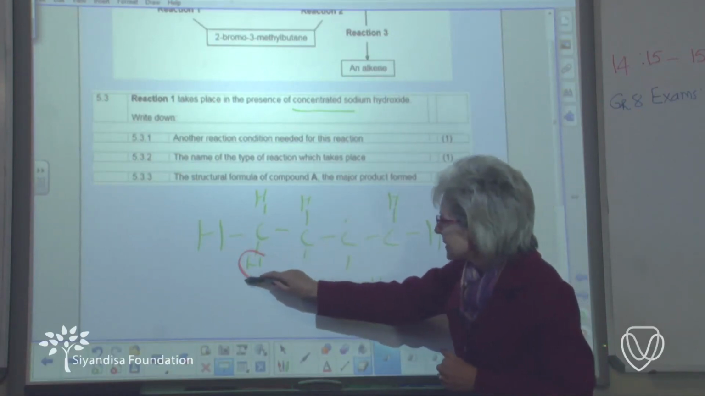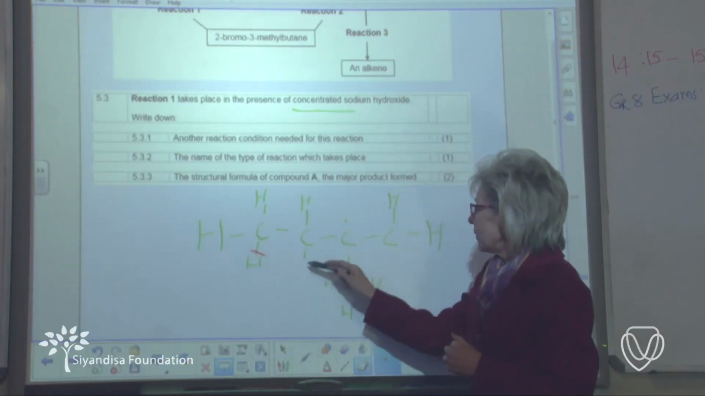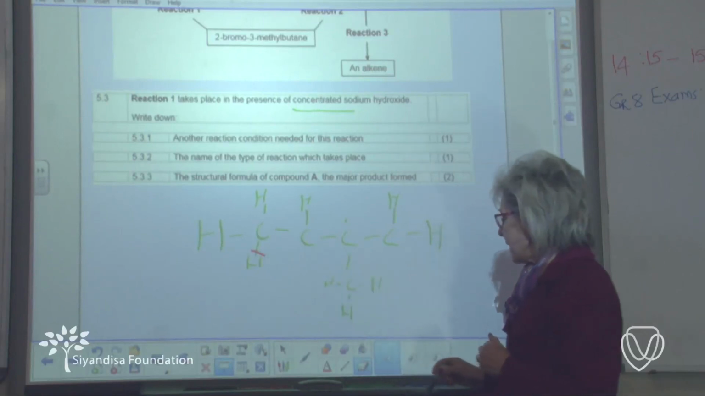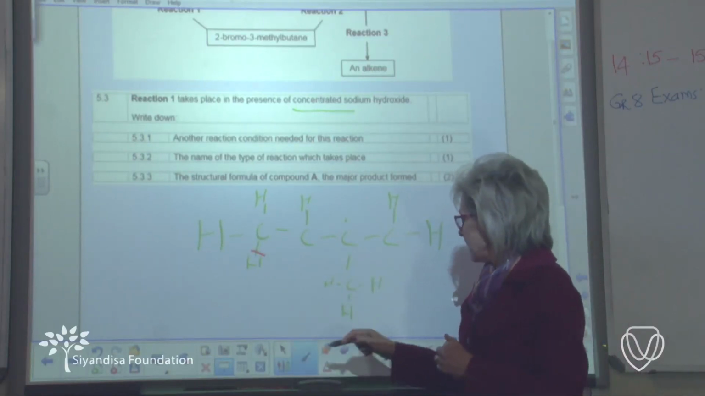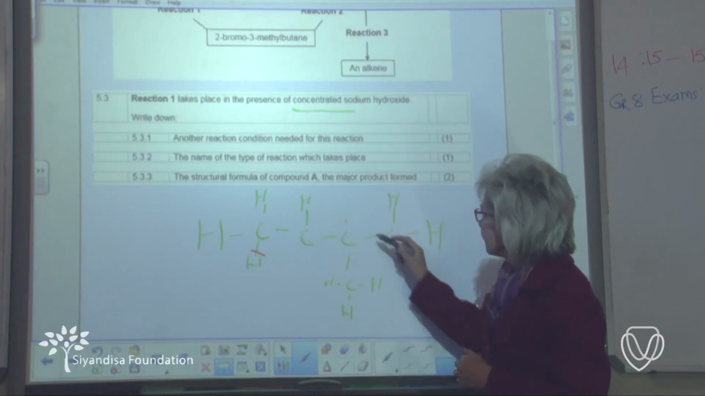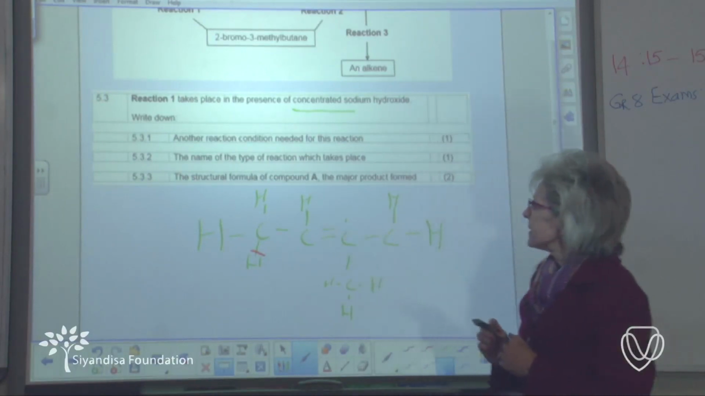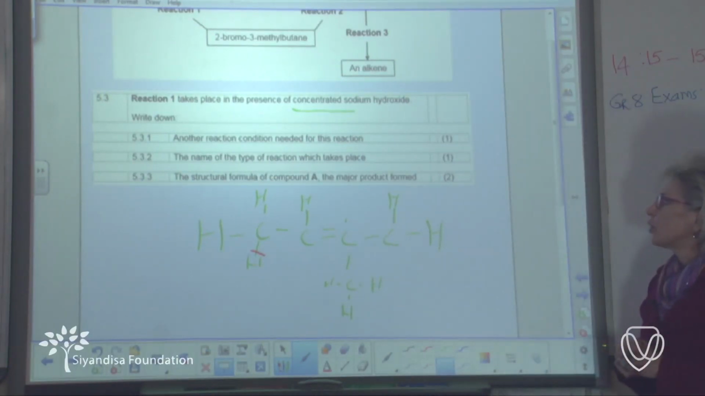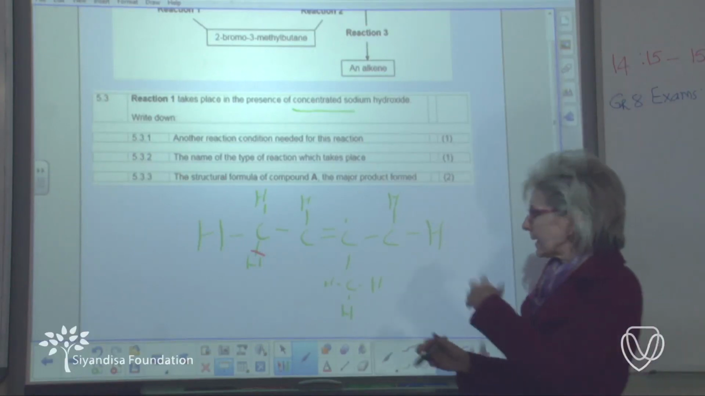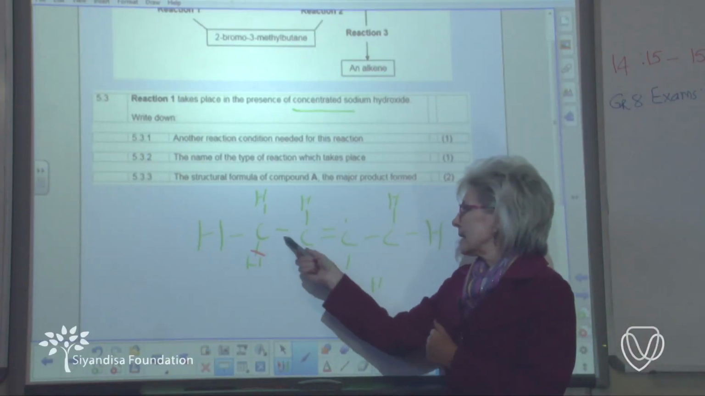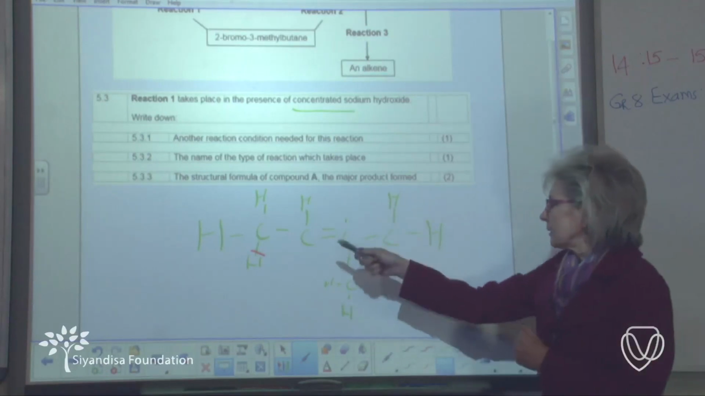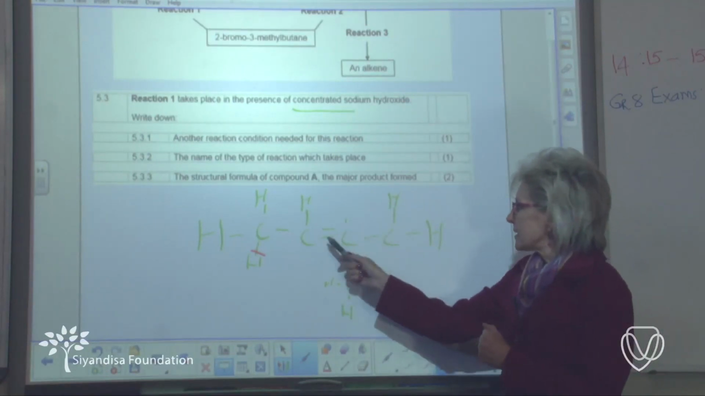That one will stay. And where the carbon was and the Br was, I'm now left with a double bond. So this is now the structural formula for your major product. You will get a minor product with a double bond there, but not major. This is the major one.